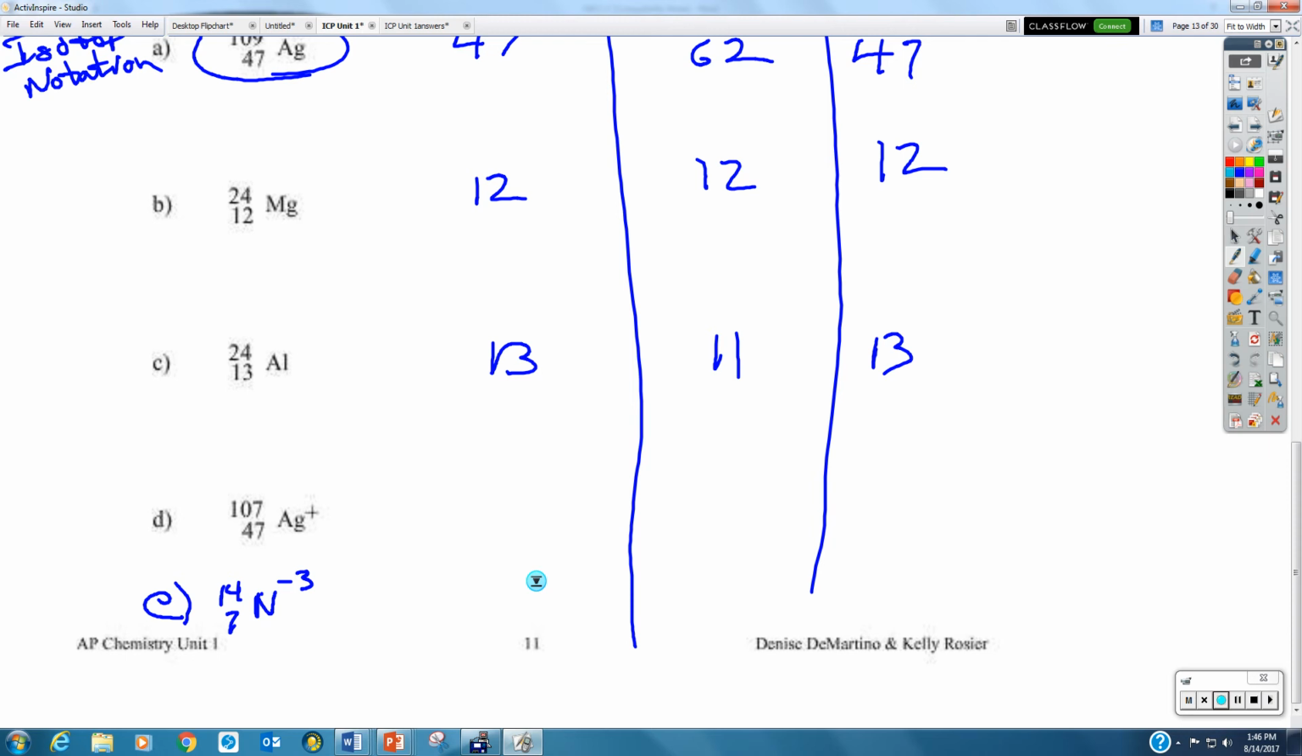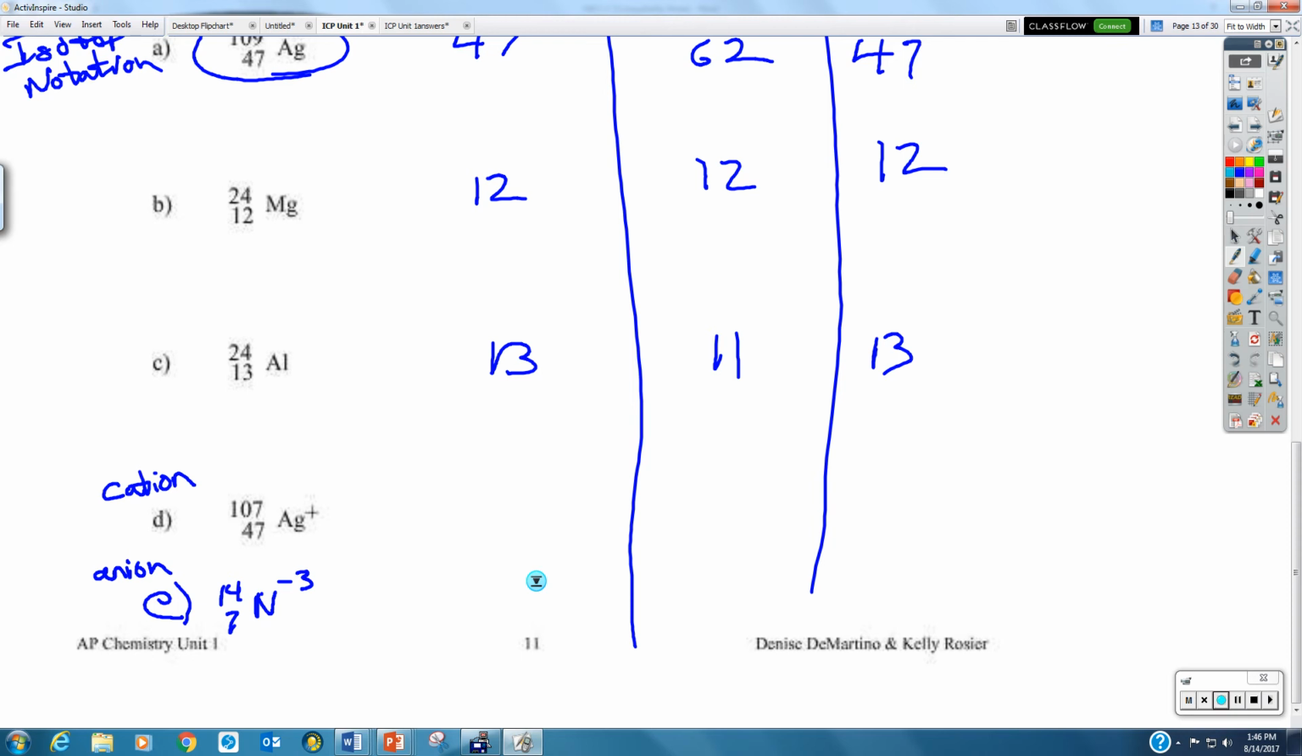So just identifying a couple of things. What do we call positive ions? Cations. And then what do we call a negative ion? Anions.